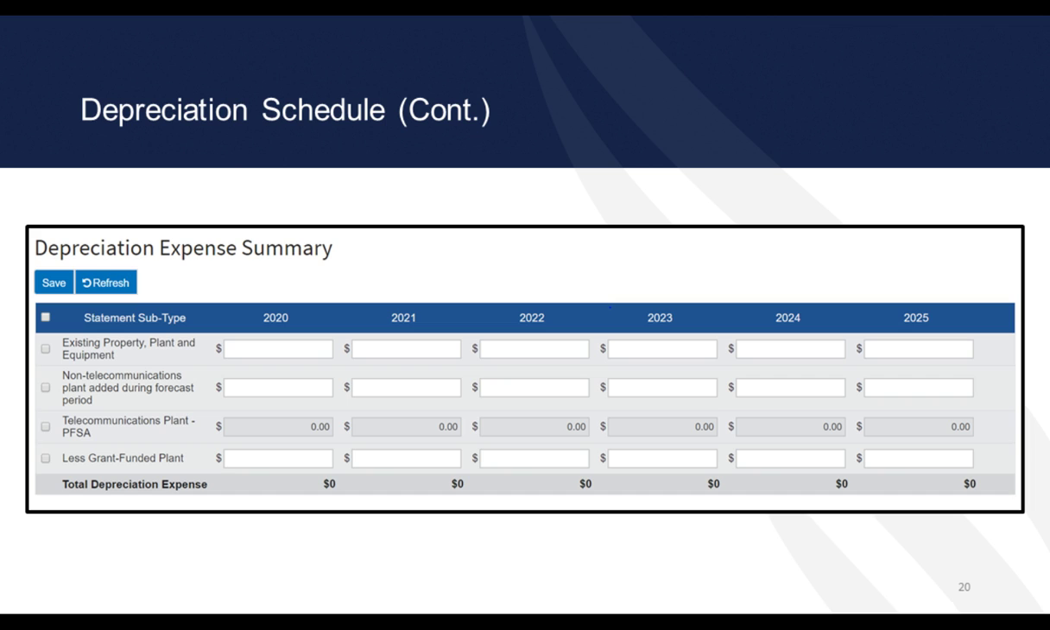The depreciation expense summary provides a breakdown of annual depreciation expenses for the existing plant, property, and equipment, or PPE, and non-telecommunications plant planned to be added during the forecast period. The total depreciation expense calculated by the application system from the bridge year to the end of the forecast period will be automatically populated in the income statement. In addition, applicants will provide estimates for annual depreciation expense for grant-funded plant if applicable. Please note, this is a new feature in the application.